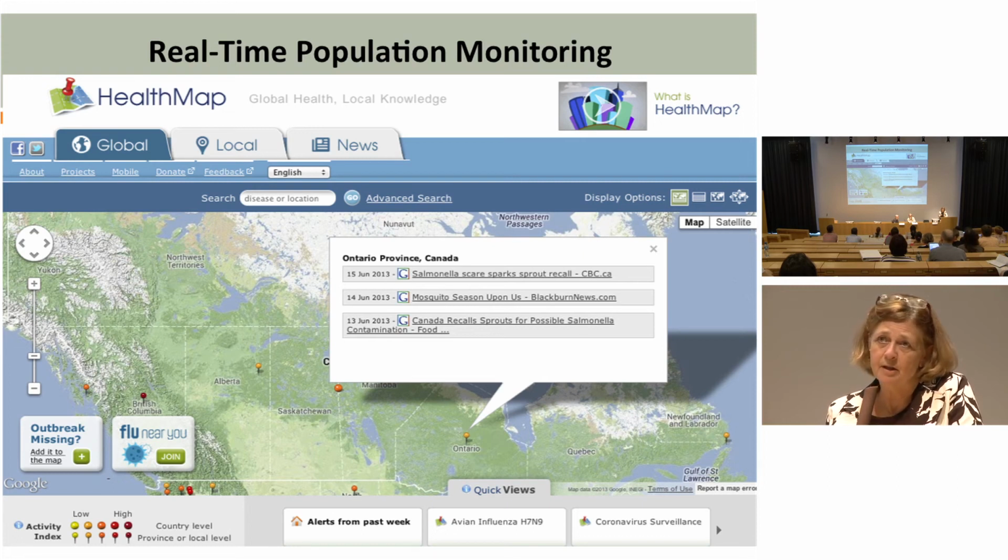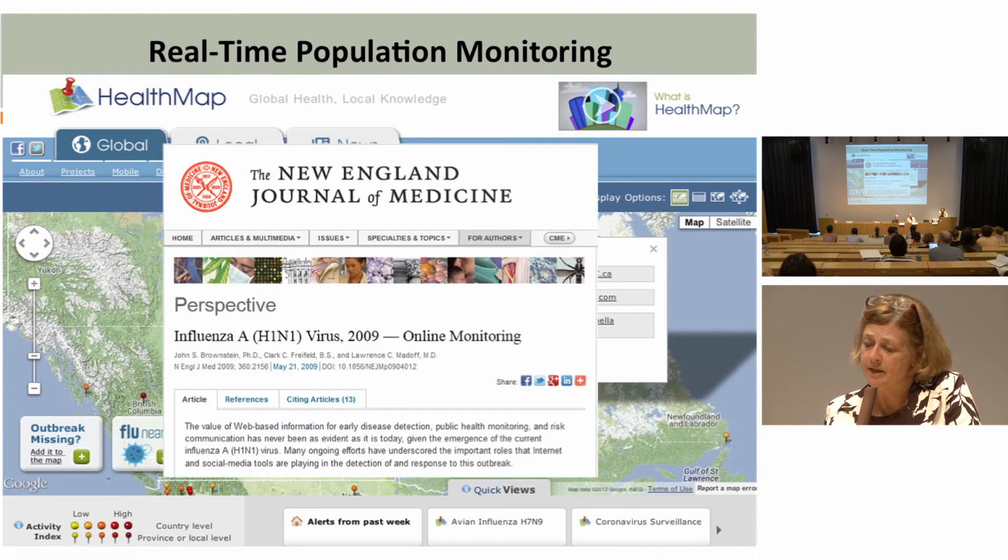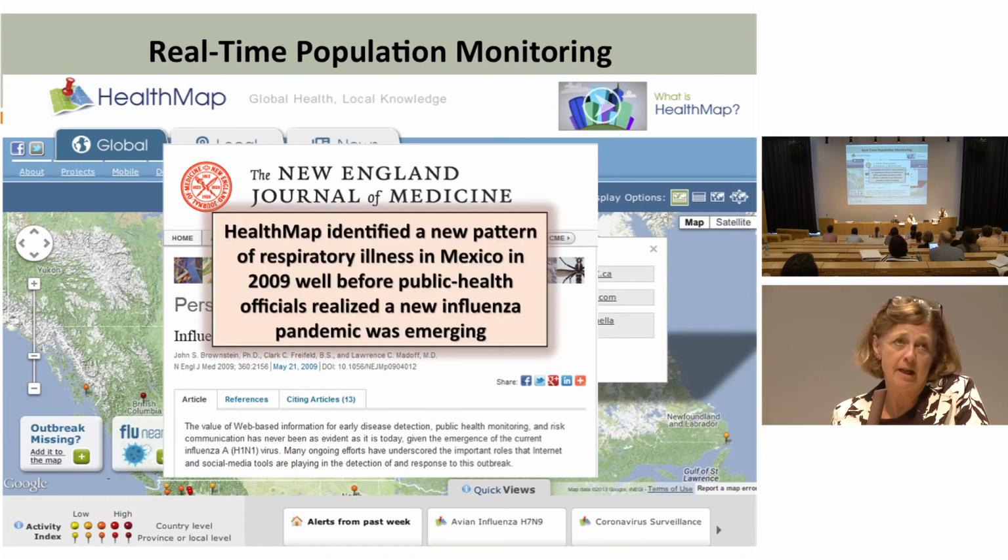And what it does is it looks at news reports, and it looks at what's on the web around the world. And what it does then is it actually identifies outbreaks by essentially this web crawling that's going on. This was published in the New England Journal. It picked up essentially the H1N1 epidemic in Mexico 2 weeks before the CDC surveillance system picked it up. And so very exciting new methods of doing business in terms of population health surveillance.